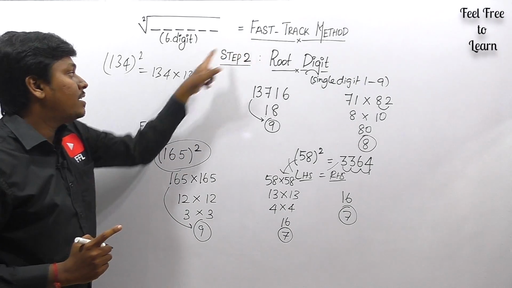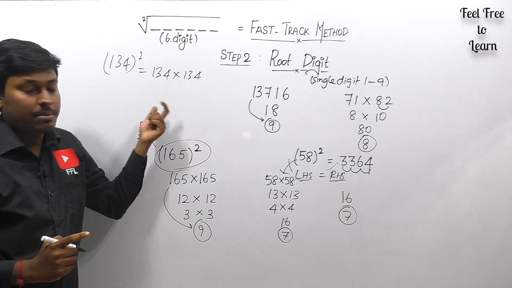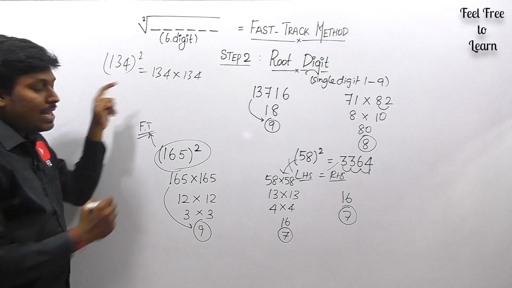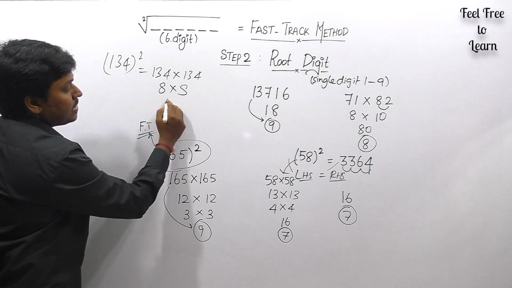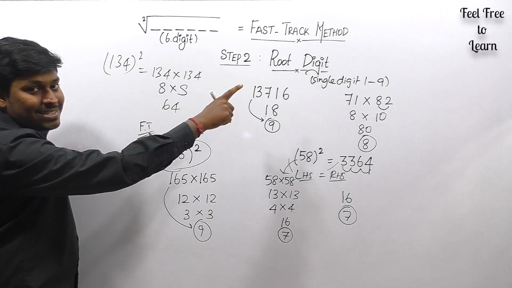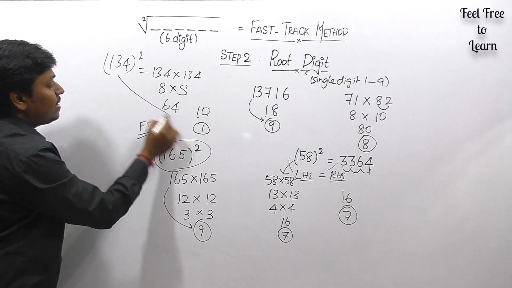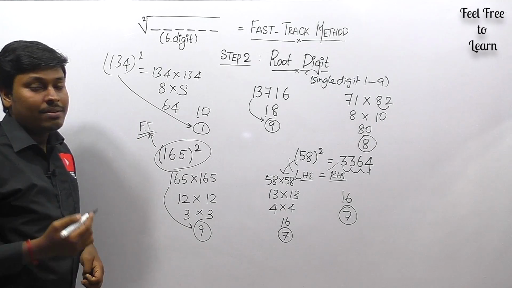Listen here, friends. 134 square can be written as 134 into 134. Everything you need to calculate in the mind itself. That's what we call the fast track method. You should not write this in your exam. 134 into 134. 4 plus 3, 7. 7 plus 1 will be 8. So 8 into 8. 8 8s are 64. Again, the root digit must be in a single digit. 6 plus 4 will be 10. 1 plus 0 will be 1. So finally, the root digit of 134 square will be 1.